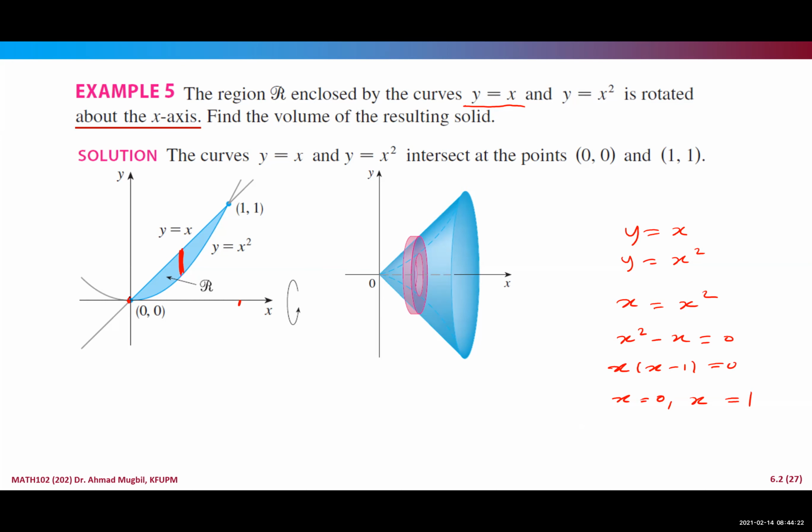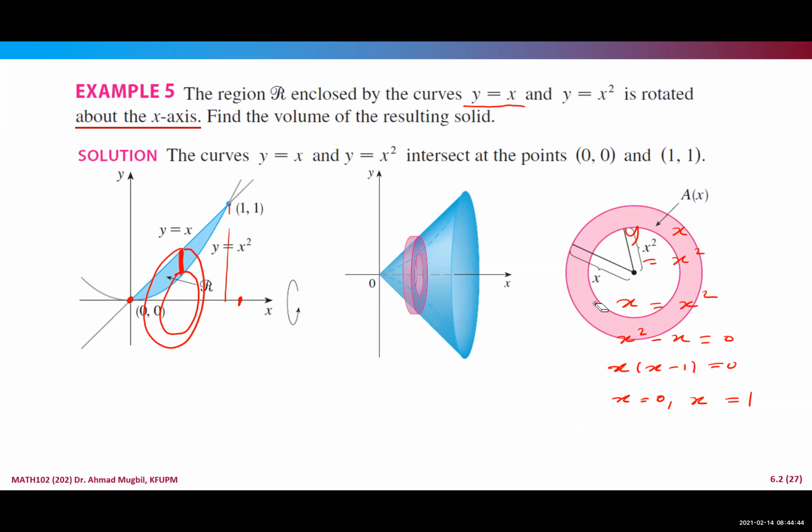So now we will integrate from x equals 0 to x equals 1 if you want to integrate with respect to x. Now, look at the space that we have here. There is a space here. So if you rotate this part like this, you will have a hole. You can make it more clear if you just draw how the cross section will look like. This is the one that I drew here.